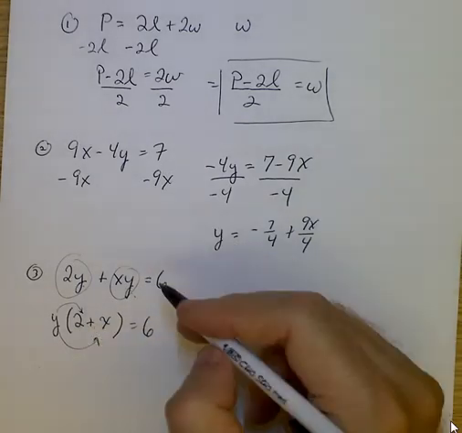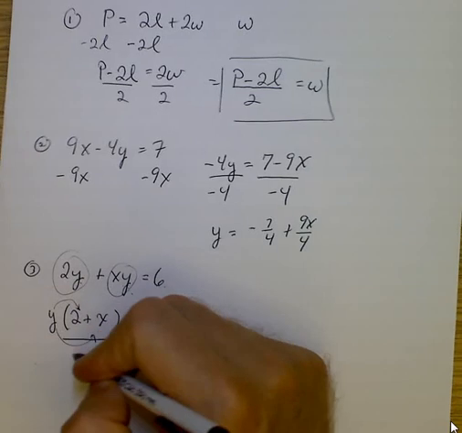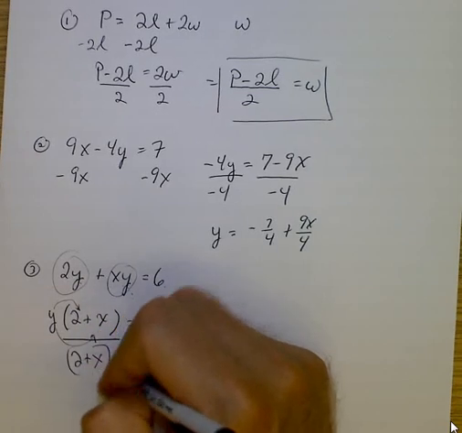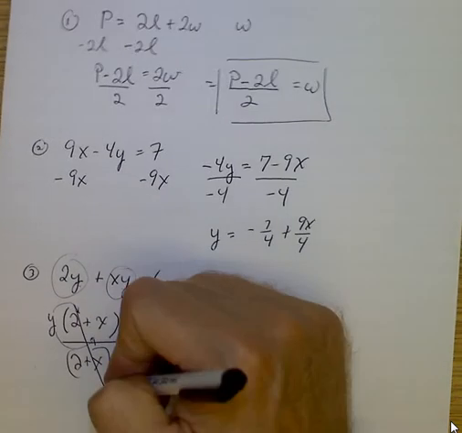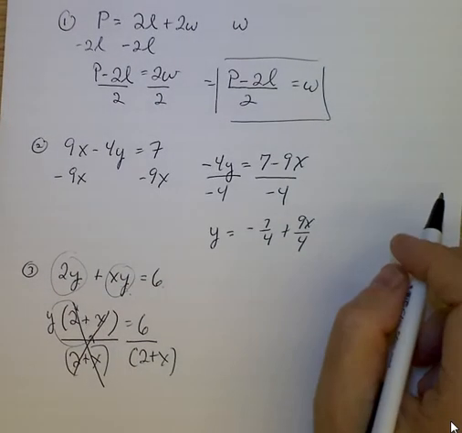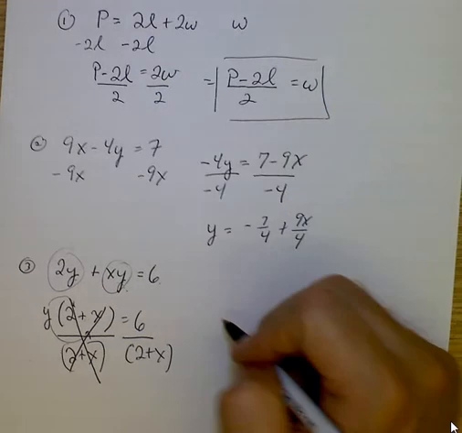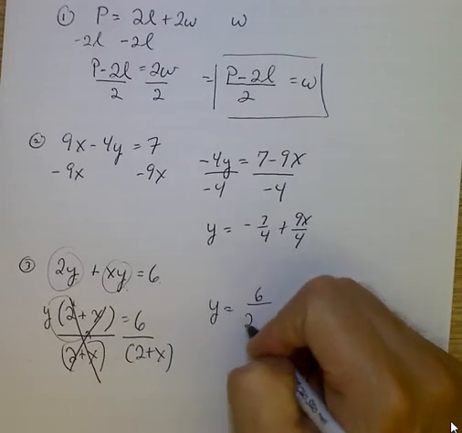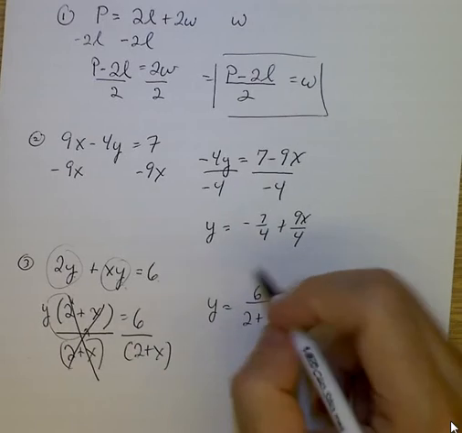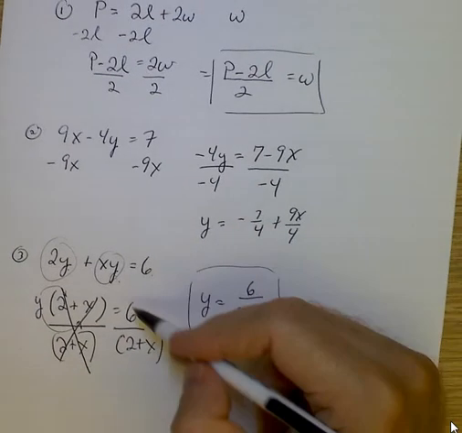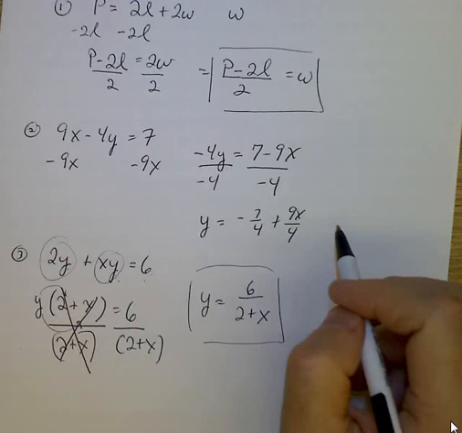Your final step then is to divide both sides by 2 plus x, because by doing that, they go away, just like before. And so you're left with y equals 6 over 2 plus x. So that's the more difficult flavor of these. This is definitely a problem that you need to be able to do. Good luck with it.